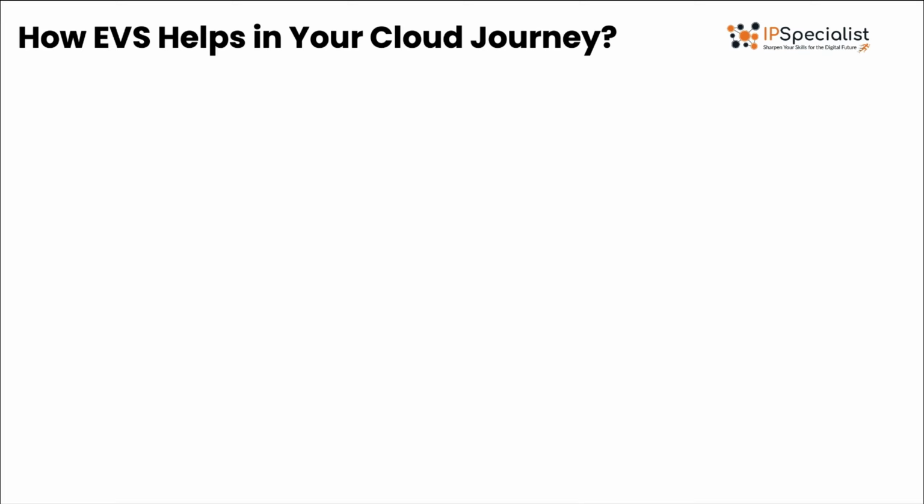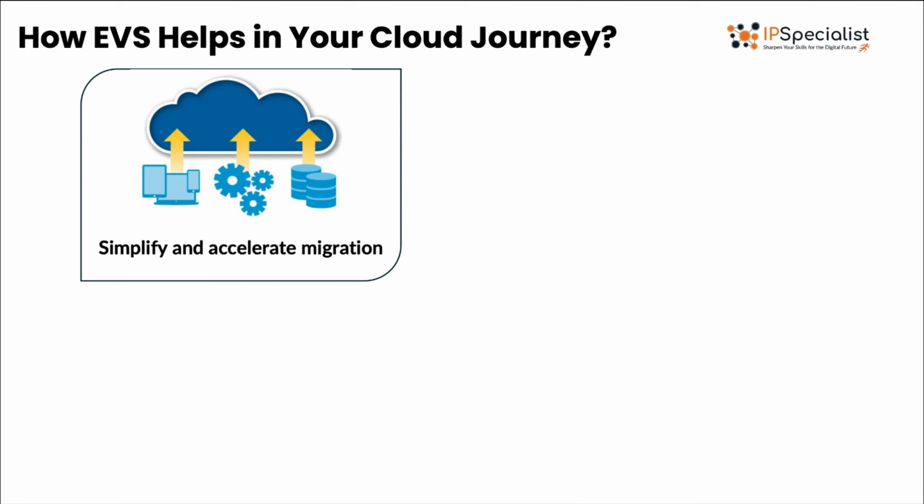First is it simplify and accelerate migration. With EVS, moving to AWS becomes much easier. It removes the usual roadblocks like reconfiguring workloads or retraining staff. You can extend your on premises network into AWS, migrate workloads smoothly, and keep the same IP addresses and processes you already use. This ensures a quick and consistent migration experience.